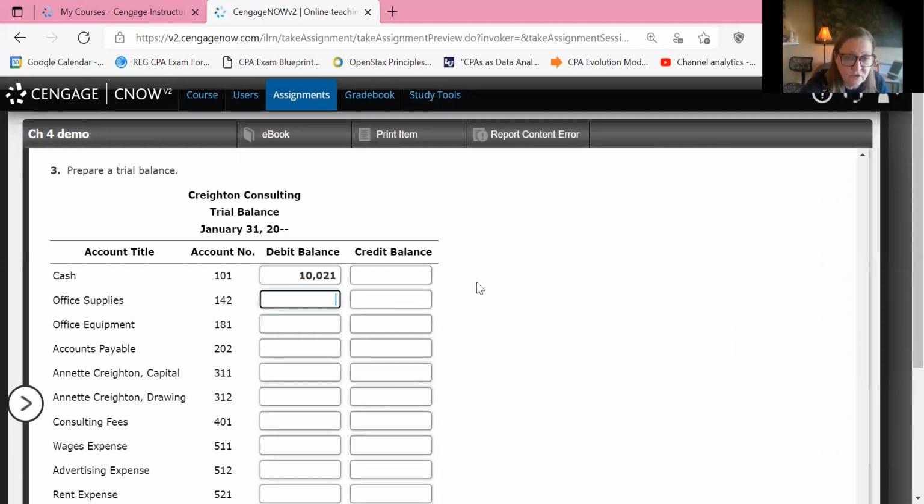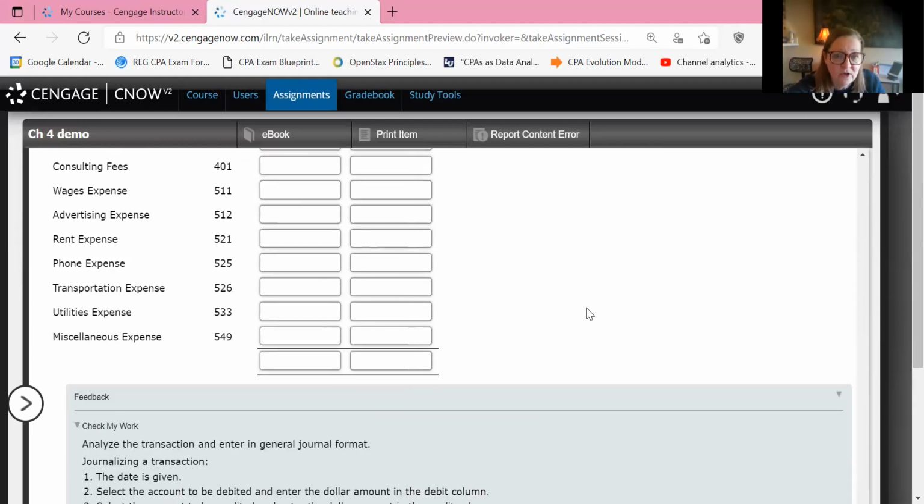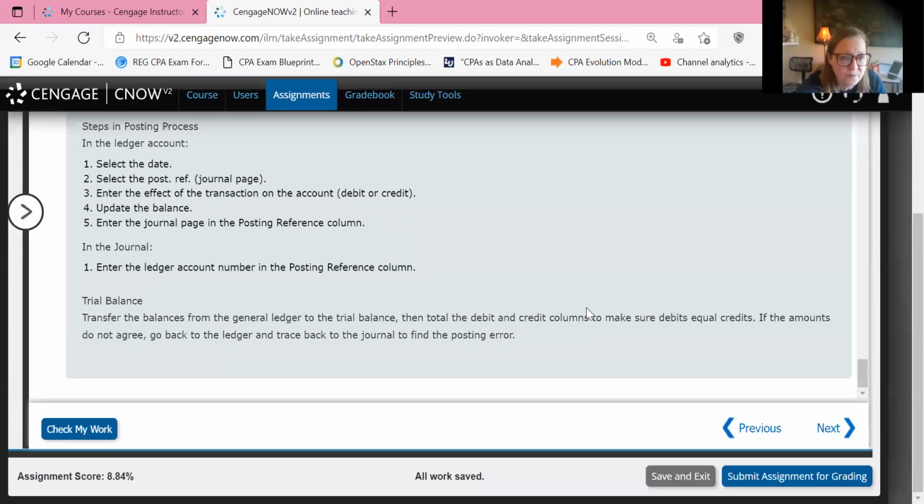And I'll just go ahead and give you the $300 for supplies because we already entered the only entry for it. The office supplies was 300. Sorry, I don't know what I said exactly. Office equipment is 1,500, and we made those entries. Those are the ending balances of the transactions we already made. So I'm just going to check my work now just to see if they're going to give me a glitch.